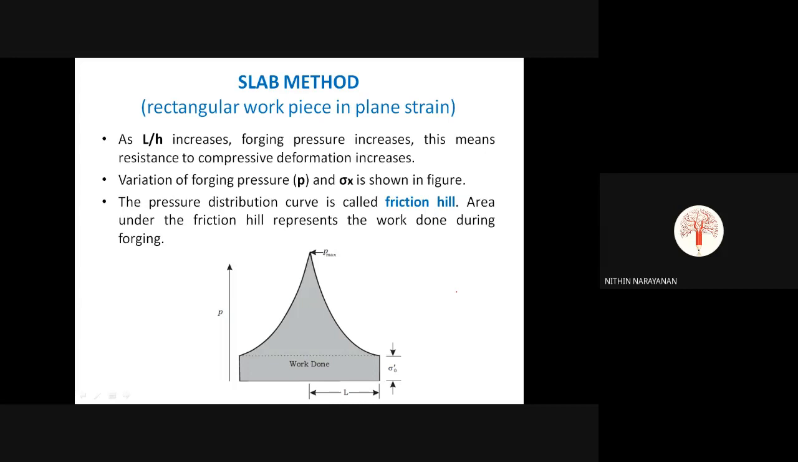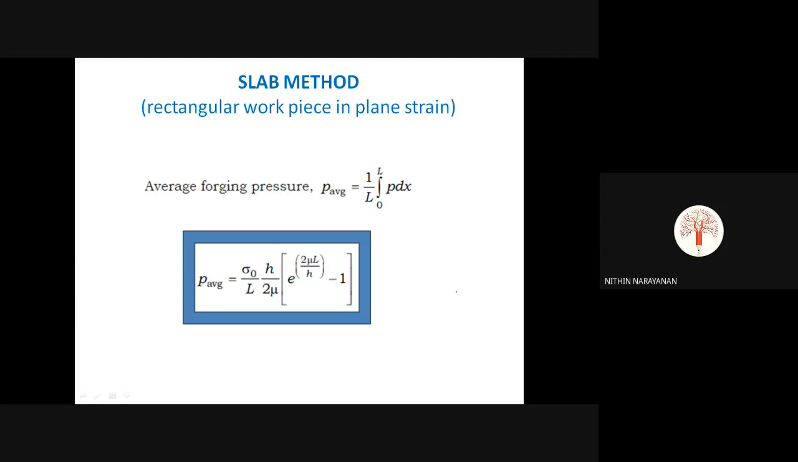The length is given here and can vary from 0 to L. For an elemental or particular instantaneous position, we have considered the instantaneous value of the pressure. From 0 to L, we get the average pressure value. So the average forging pressure is P average equals 1 by L into the integral from 0 to L of P dS.